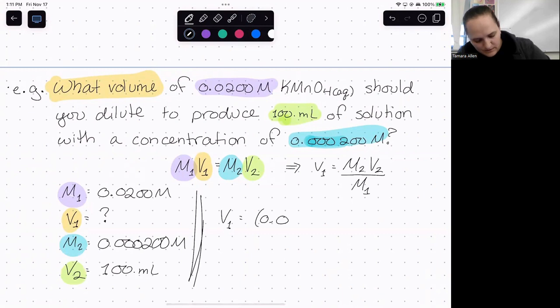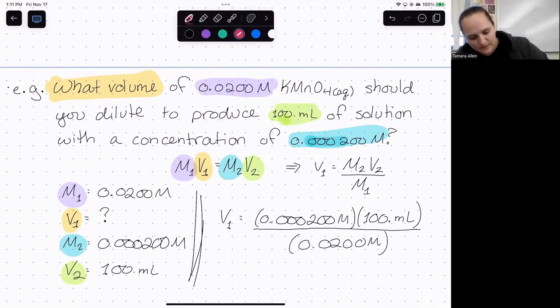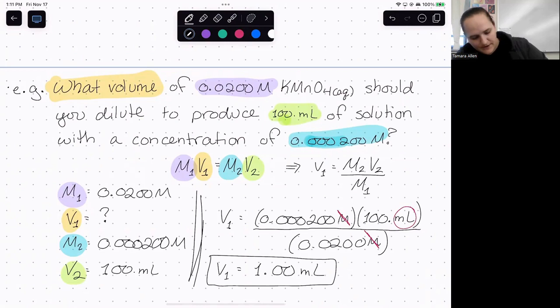So the value for M2 was this 0.0002 molar. My final volume was 100 milliliters. Started out at a concentration of 0.02 molar. In this case, we can see our molarity units are canceling out, and we're ending up in units of milliliters, which is fine. I don't specify a unit that I want your answer in. Any unit is good. And we end up getting 1 milliliter for our final answer here.